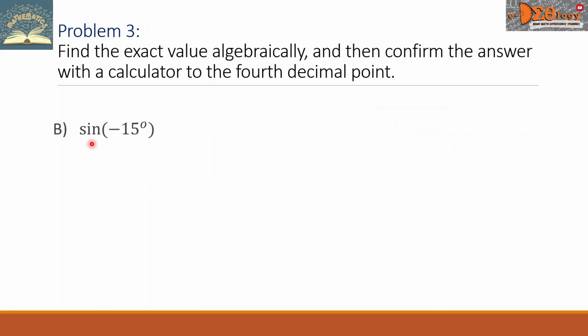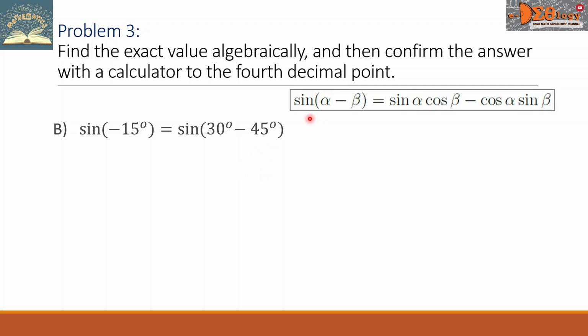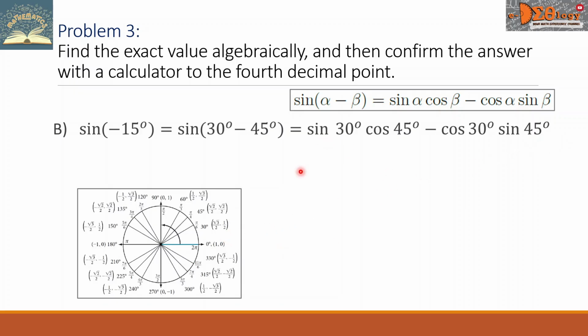Letter B expression, sine of negative 15 degrees. We can rewrite this as sine of 30 degrees minus 45 degrees. Then with our formula, the sine of the difference, that is equal to sine alpha cosine beta minus cosine alpha sine beta. That means this expression is now equal to sine 30 degrees cosine 45 degrees minus cosine 30 degrees sine 45 degrees.